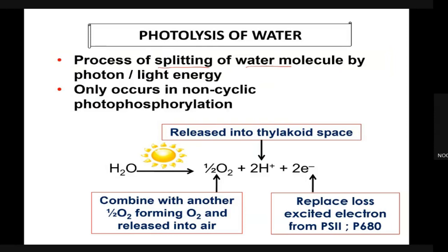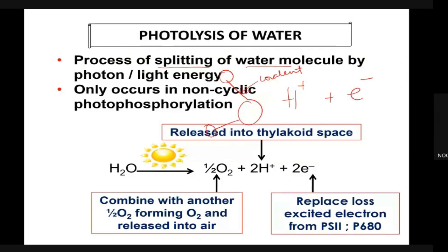Photolysis of water only occurs in photosystem 2. It is the process of splitting water molecules by light energy, or the photon. We know that a molecule of water is composed of hydrogen and oxygen, and the bond between the hydrogen and oxygen is a covalent bond, which is very strong. So the energy from the photon will help to break the bond between hydrogen and oxygen.